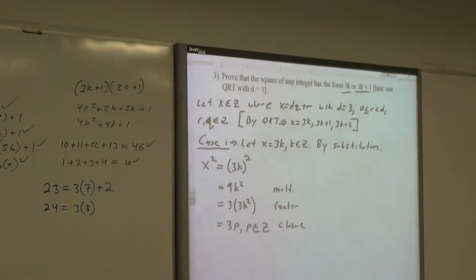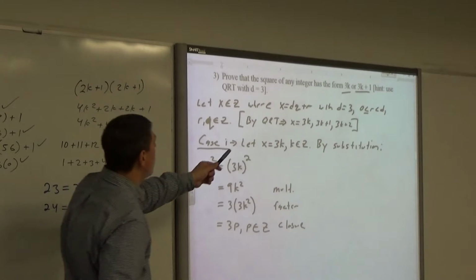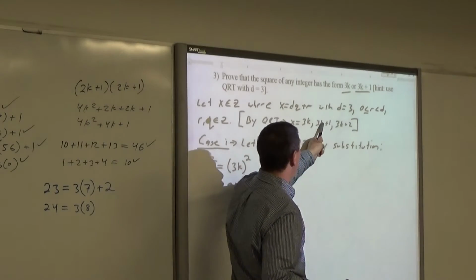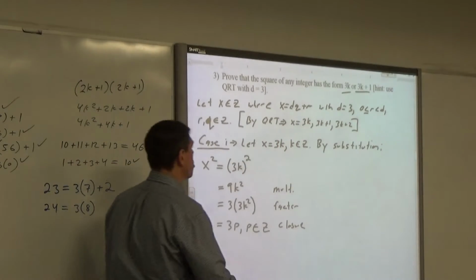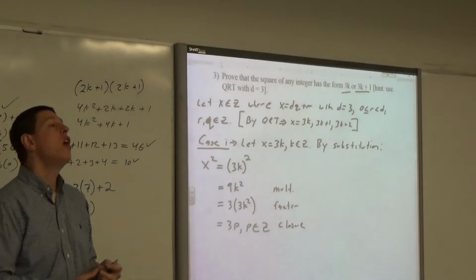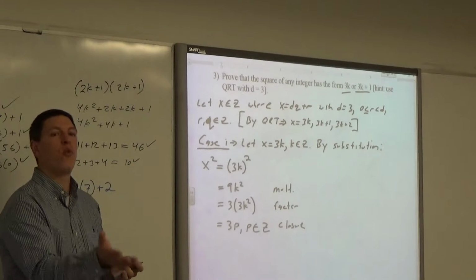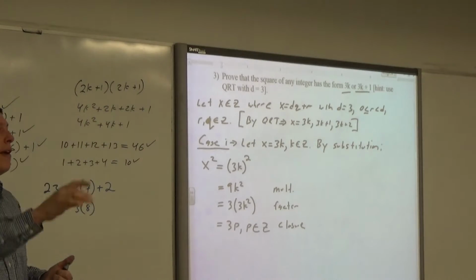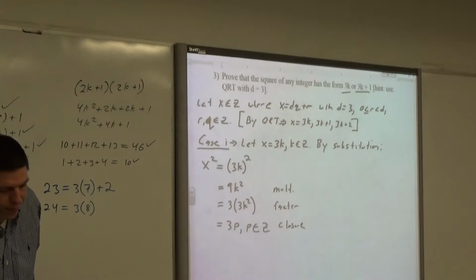Okay? So case 2 is going to be basically the same thing, except this time we let x be equal to 3k plus 1. And again, what we're doing is we're just exhausting all the possible outcomes from the quotient remainder theorem. So we're basically utilizing some of the stuff we did on the first test with exhaustion, except we're doing it at a much higher level.